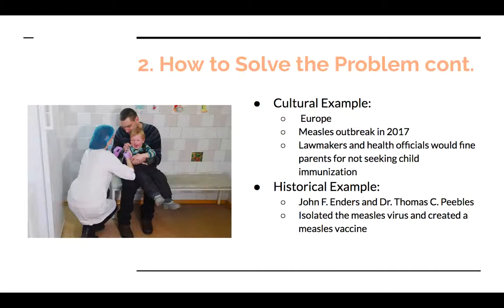Historically, the problem of measles was solved in the US by two scientists. In 1954, there was an outbreak of measles at a private school outside of Boston, Massachusetts. John Enders and Doctor Thomas Peebles collected blood samples from several ill students in order to isolate the measles virus and to create a vaccine. On February 8, 1954, they successfully isolated the measles virus from David Edmonston's blood, which led to the creation of various measles vaccinations.